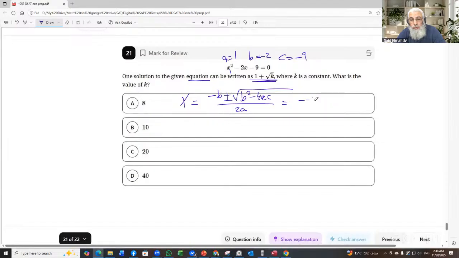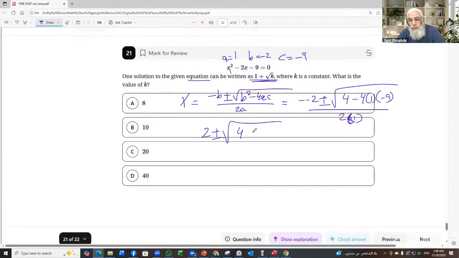So minus b, minus minus 2, plus or minus square root of b squared, which is 4, minus 4 times 1 times c, which is negative 9, divided by 2a, 2 times 1, a is 1. So it is 2 plus or minus square root of 4 plus 36, divided by 2. We can make this 2 plus or minus square root 40 divided by 2. So it is 2 plus or minus square root 4 times square root 10, divided by 2. Square root 4 is 2, so it is 2 plus or minus 2 square root 10 divided by 2.